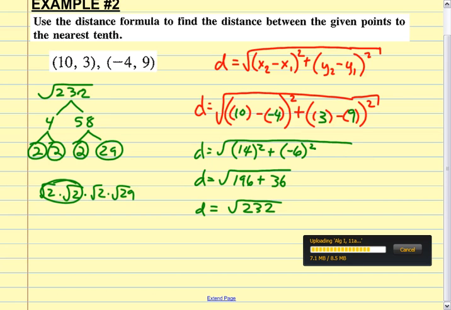This simplifies to what, Harrison? 2. What do I do with those two things? Millet? Just multiply them back together, and that's root 58. So the distance is equal to 2.